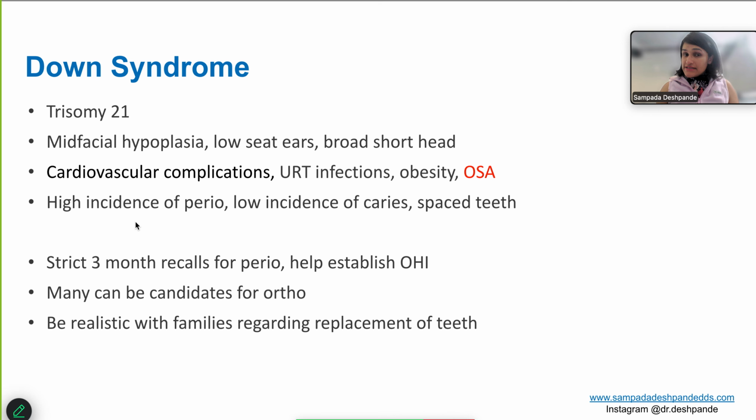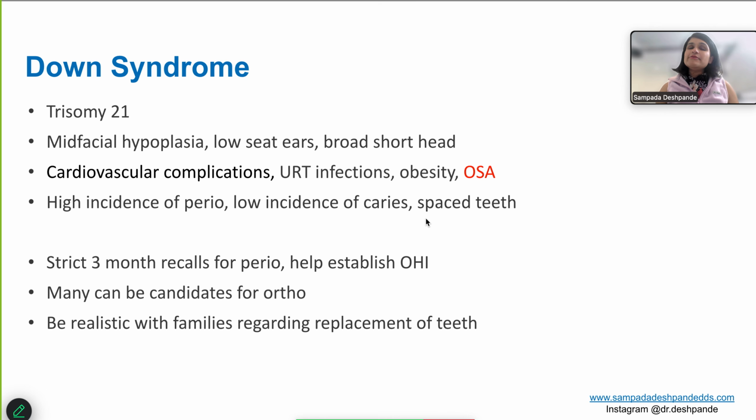You might see a high incidence of perio, decay, as well as spaced teeth. Again, the decay and perio is mostly because of lack of access to care, not because they are medically or genetically predisposed to these conditions.